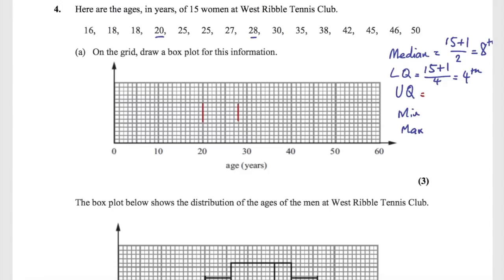The upper quartile, for this we want to do similar to the lower quartile, 15 plus 1 divided by 4, but this time we multiply it by 3 to get the value at 3/4 of the list. So 16 divided by 4 is 4 times 3, that's the 12th value. So count along the list. This was 8, 9, 10, 11, 12. So the 12th value here is 42. So 42 will be our upper quartile. So mark a line at 42.